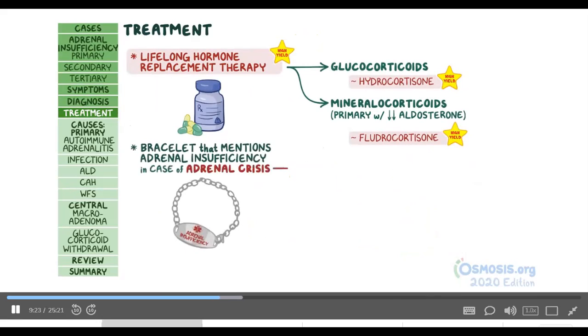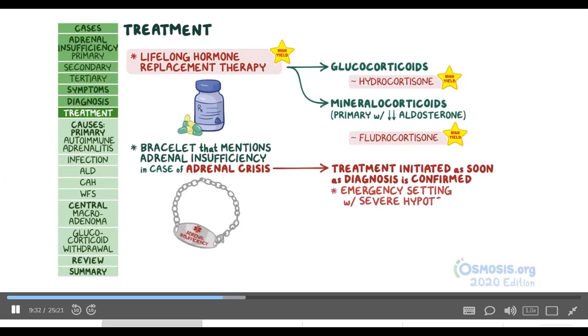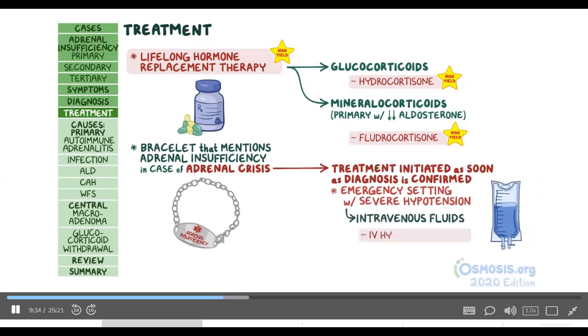For this dangerous condition, treatment should be initiated as soon as the diagnosis is confirmed. In an emergency setting where an individual has severe hypotension, intravenous fluids and IV hydrocortisone, a synthetic corticosteroid, should be administered immediately. Now that we've covered the basics of adrenal insufficiency, let's talk about some specific causes.